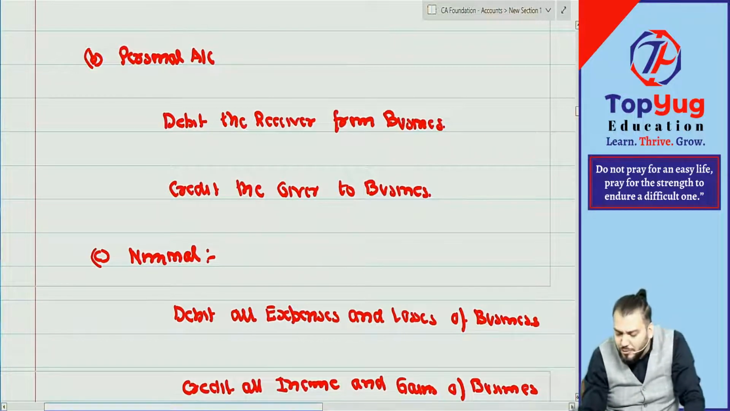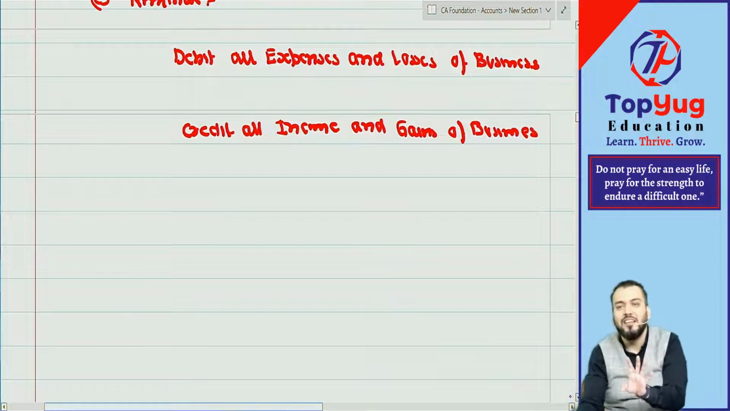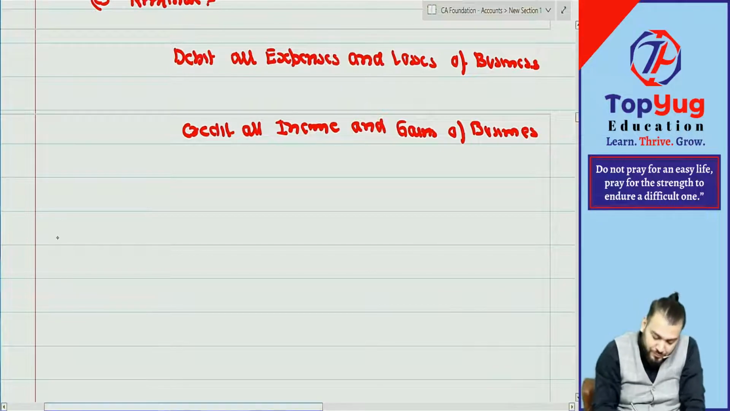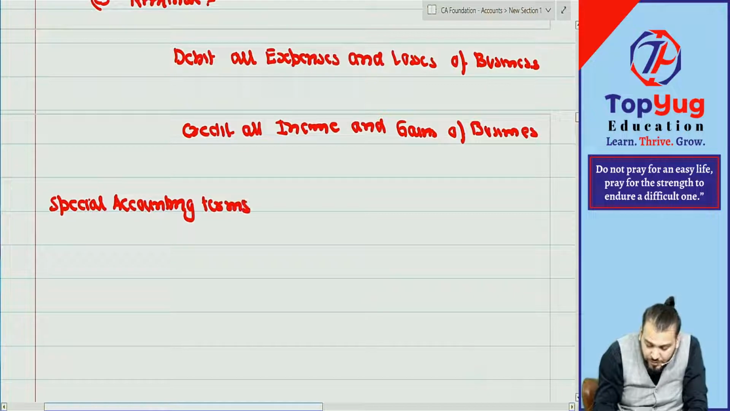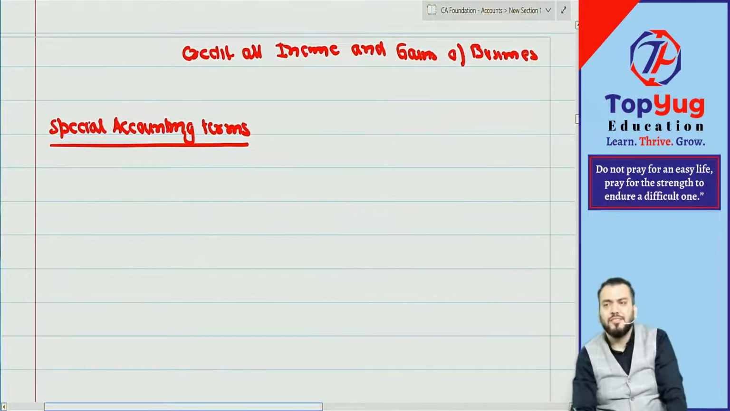So before coming to the recording part, I need to inform you about some special accounting terms, because we are supposed to use those accounting terms. So we need to understand what the special accounting terms are. Write down: special accounting terms.